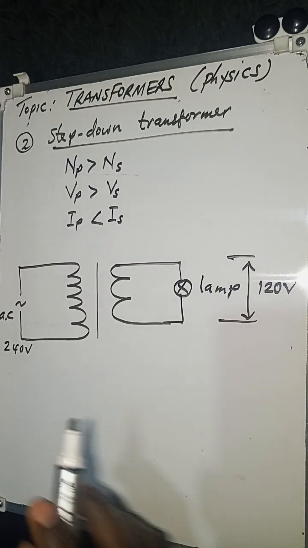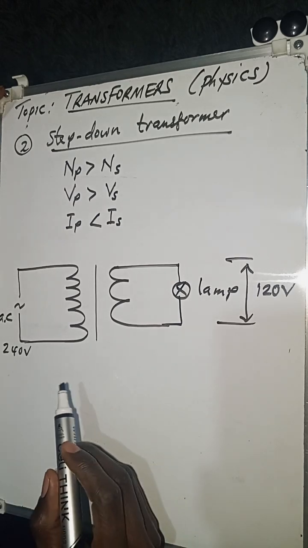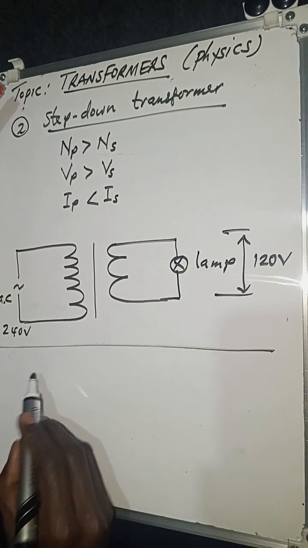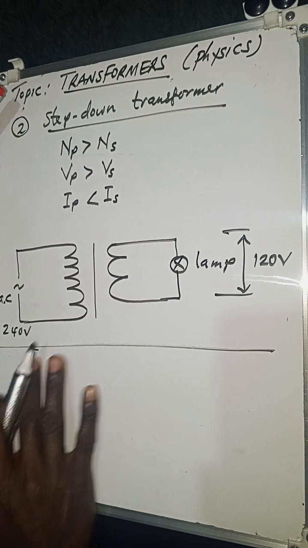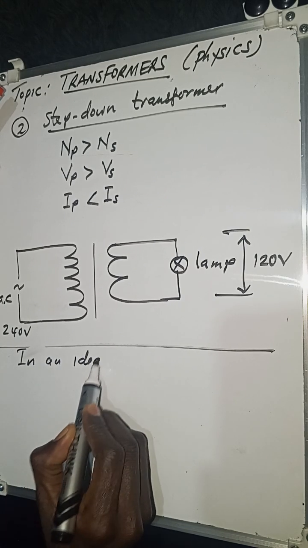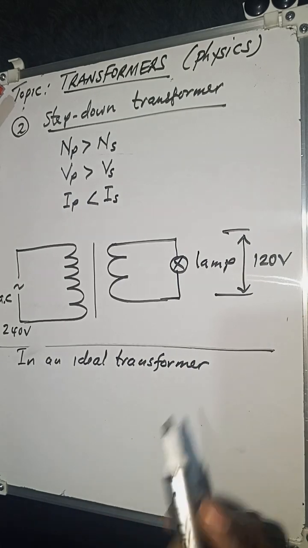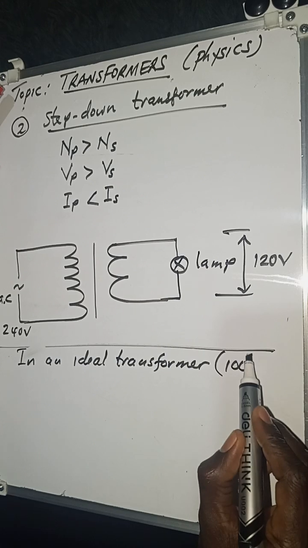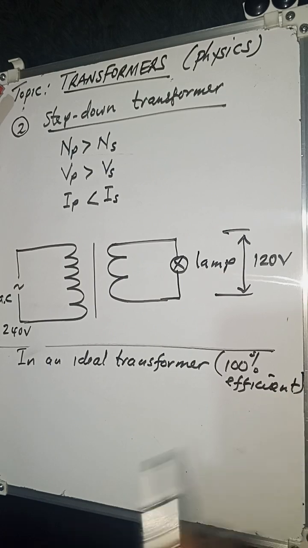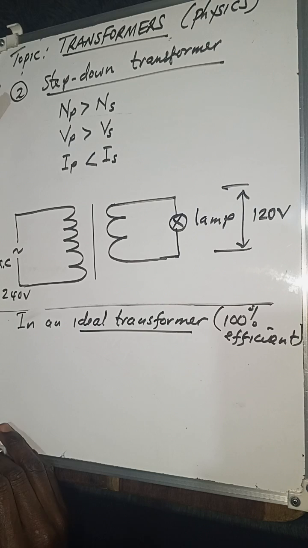Of course, there are so many ways that a person can draw such transformers. Like I started, you can use that. Now let's talk about what we are calling an ideal transformer. In an ideal transformer, I'm simply talking about a transformer that is 100% efficient, meaning that there is no power loss whatsoever. So we use the words ideal transformer, meaning that it is 100% efficient.